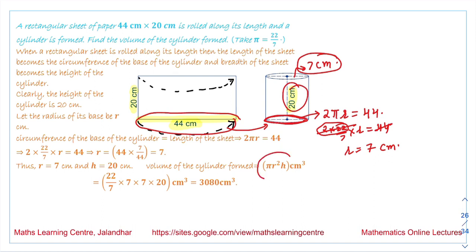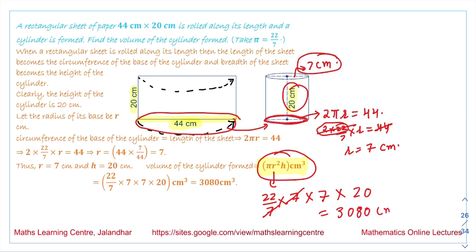The formula we have is pi r square h centimeter cube. So the answer we will get is 22 by 7 into r square, meaning radius square, 7 into 7, into height, which is 20. So these two 7s get cancelled and the answer we get is 3080 centimeter cube. So this is the volume of this cylinder.